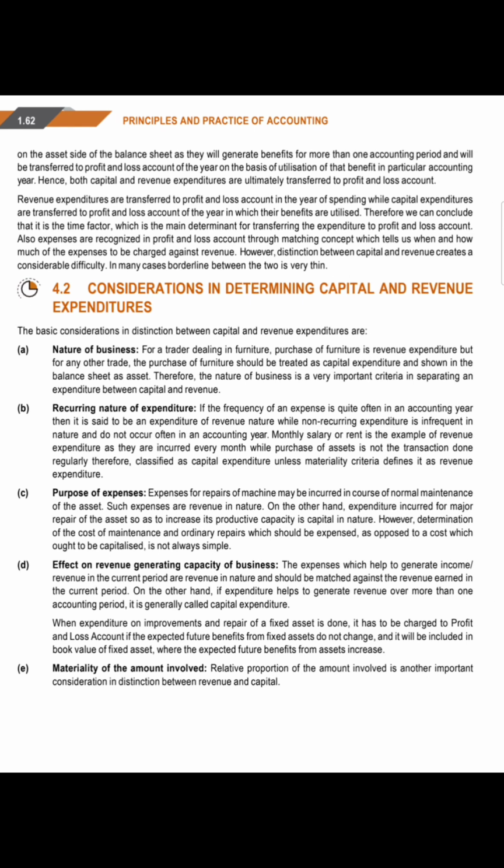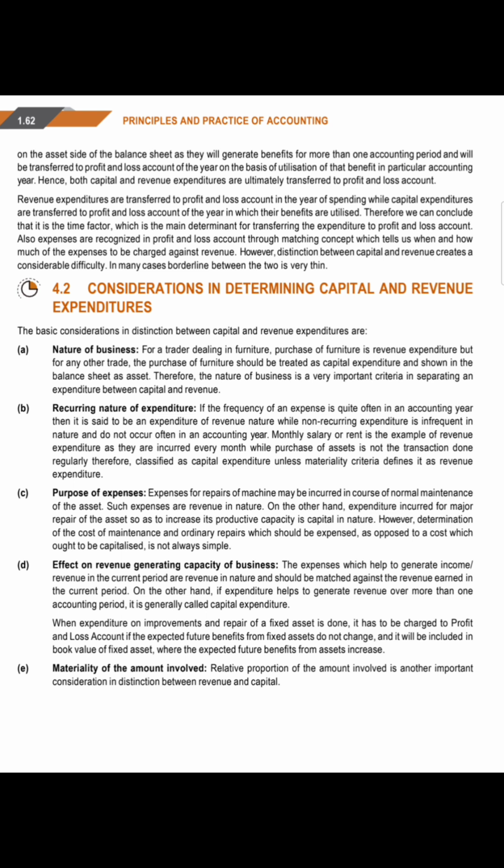So ultimately, both capital and revenue expenditures are transferred to the profit and loss account. In the case of assets generating benefits for more than one accounting period, those assets get depreciated every year. We create the depreciation based on the estimated number of years we get benefit from that asset, and every year we transfer it to the profit and loss account.